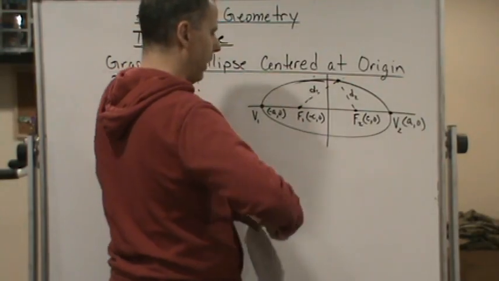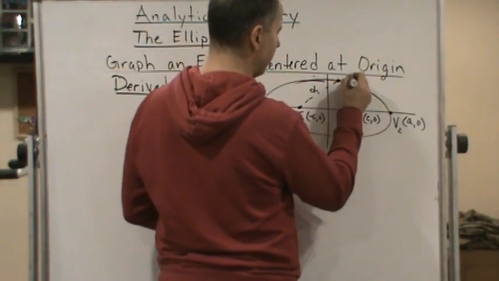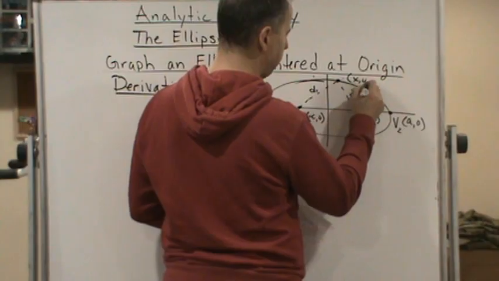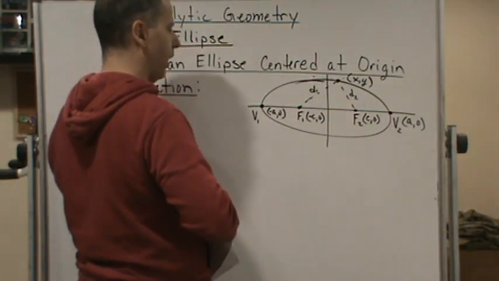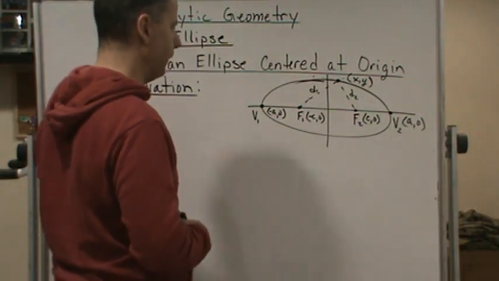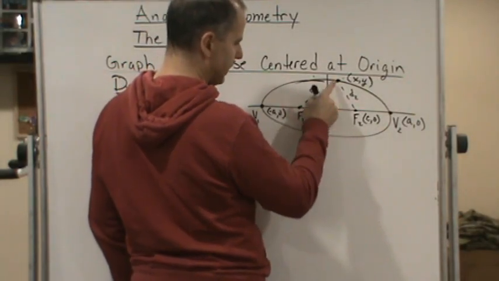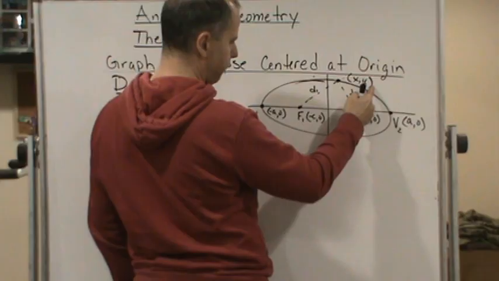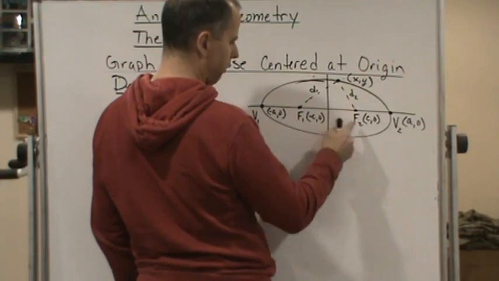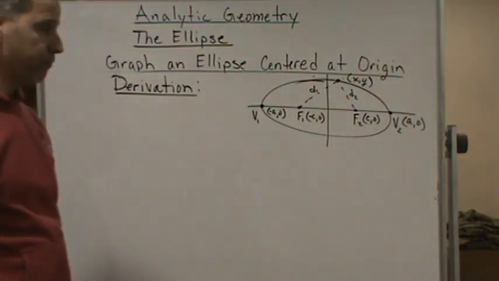Then we have an arbitrary point. We'll talk about that in a moment. So we have an arbitrary point picked on the graph of the ellipse at x comma y. And we've also notated the distances d1 and d2 from this given point to both of the foci.